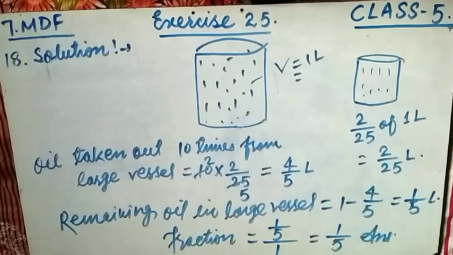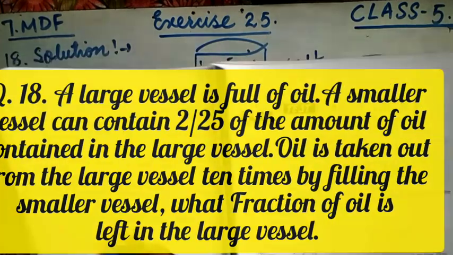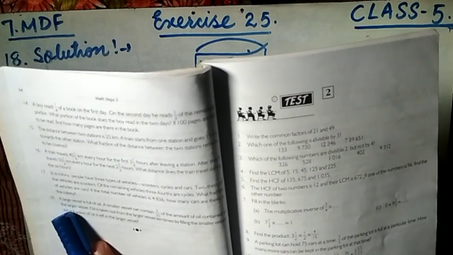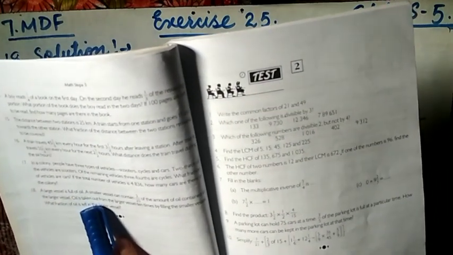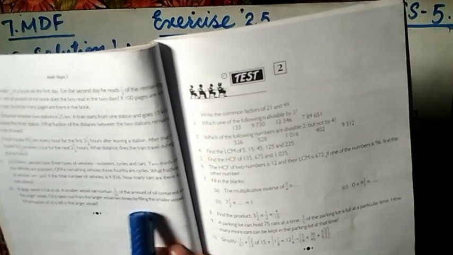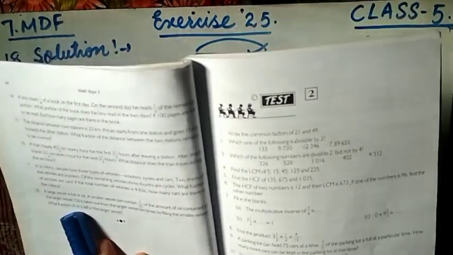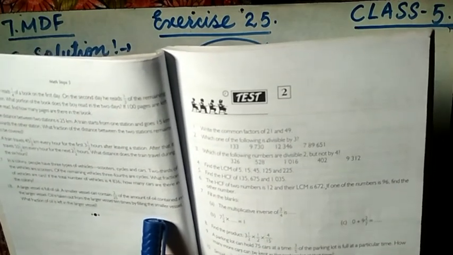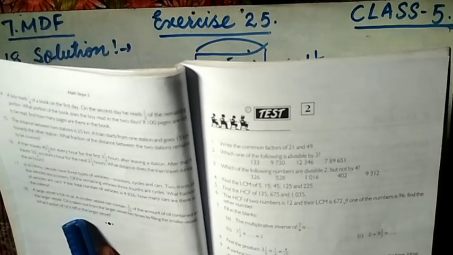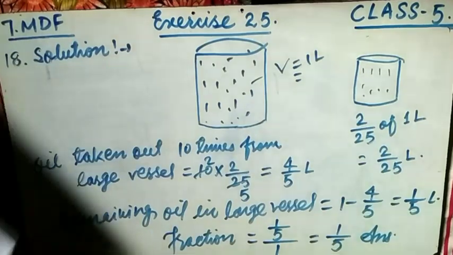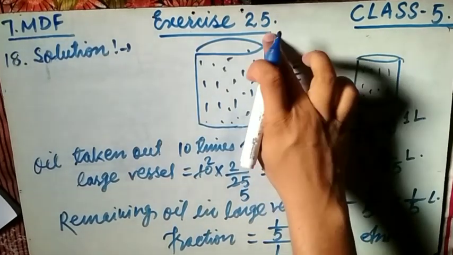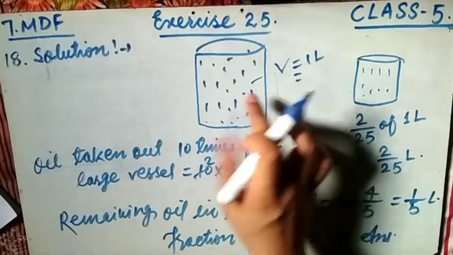Now the next question. Now friends, see the last question, question number 18, is a very interesting question. Question number 18 says, as you can see on the screen, a large vessel is full of oil. A smaller vessel can contain 2 by 25 of the amount of the oil contained in the large vessel. Oil is taken out from the large vessel 10 times by filling the smaller vessel. What fraction of the oil is left in the large vessel? A very simple, thoughtful question. Now the solution: suppose, friends, this is the large vessel and it contains the oil.